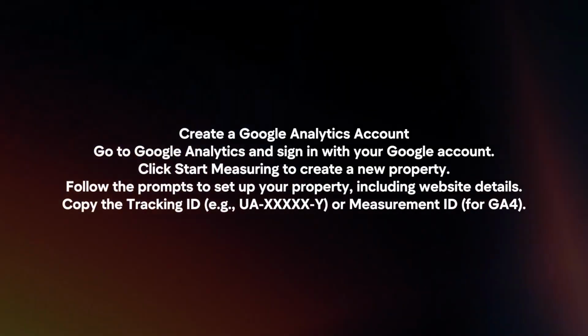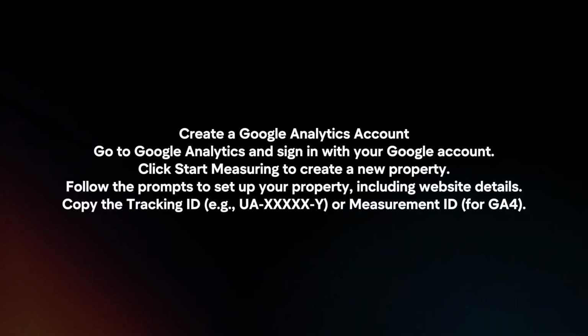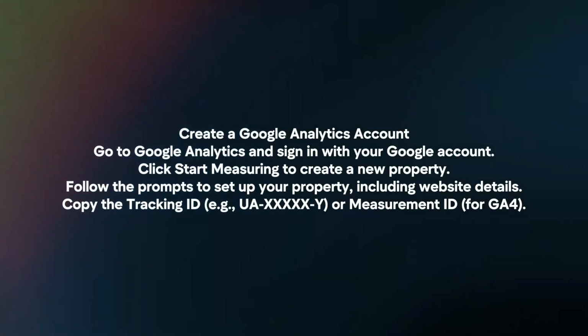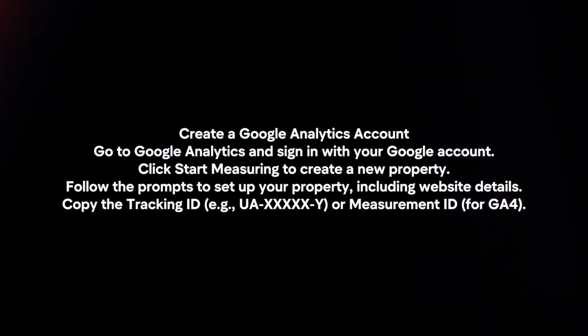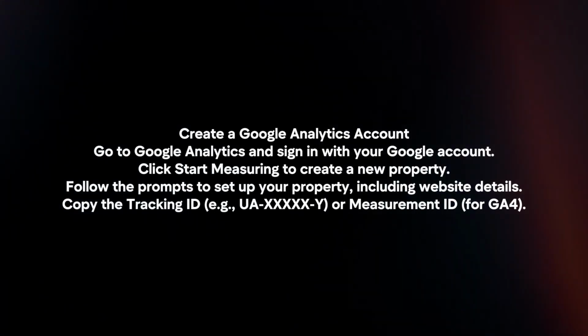Create a Google Analytics account. Go to Google Analytics and sign in with your Google account. Click Start Measuring to create a new property. Follow the prompts to set up your property, including website details. Copy the tracking ID or measurement ID.